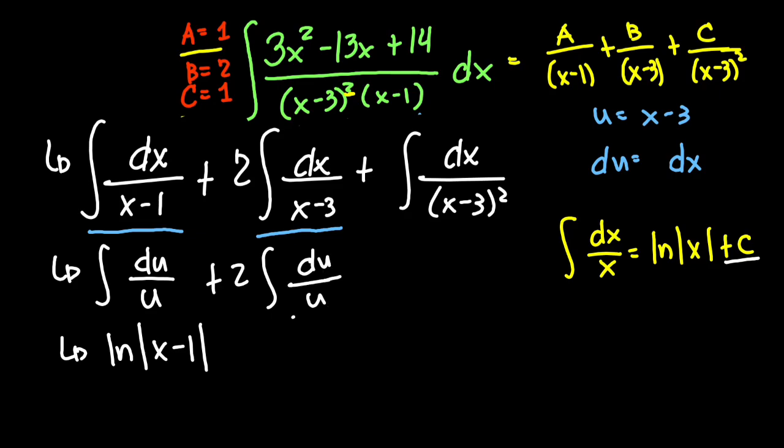We have reached the same situation again as our first part. So this would be plus, copy the 2. So this would be 2 multiplied by the integral of this, which is the natural log of the absolute value of u. So u here is x minus 3. So replacing that, this would be x minus 3.